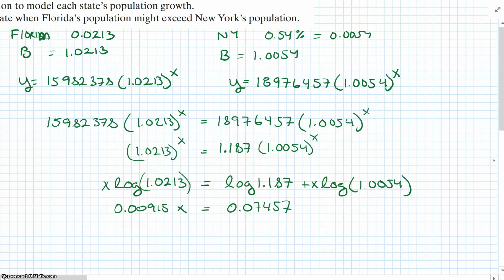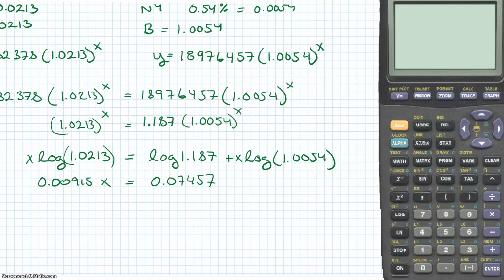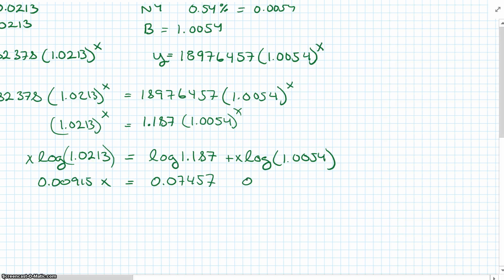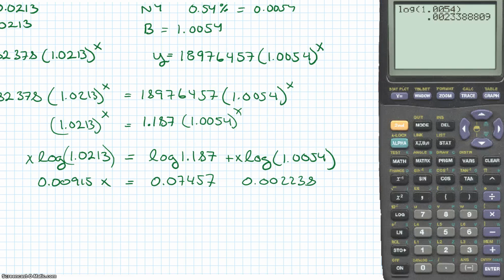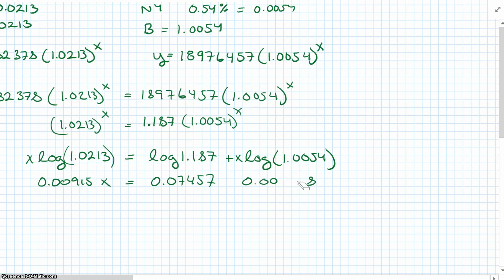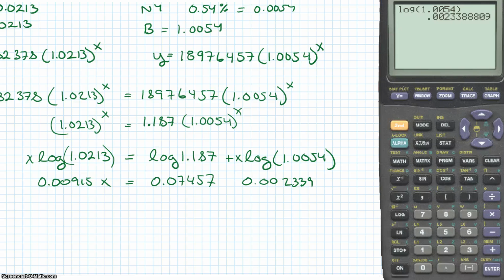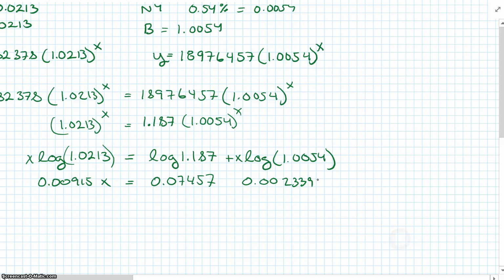And let's find the log of 1.0054. The log of 1.0054 is 0.002339. All right. So now let's subtract those together.